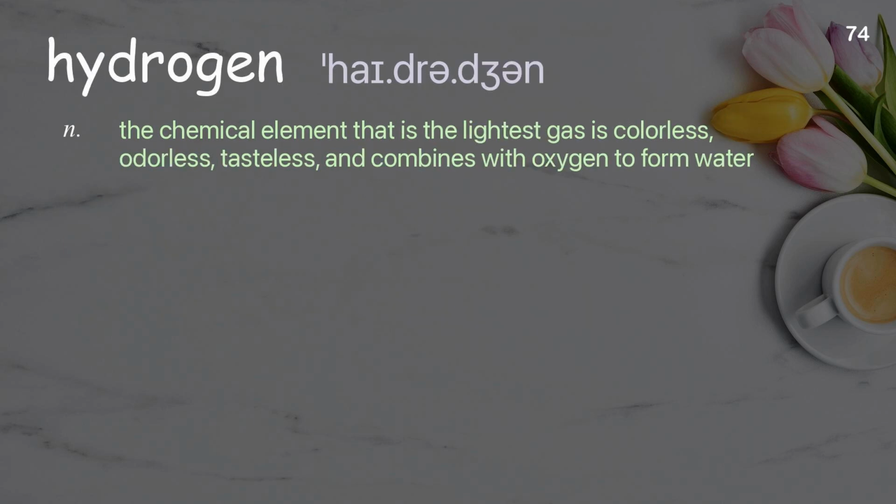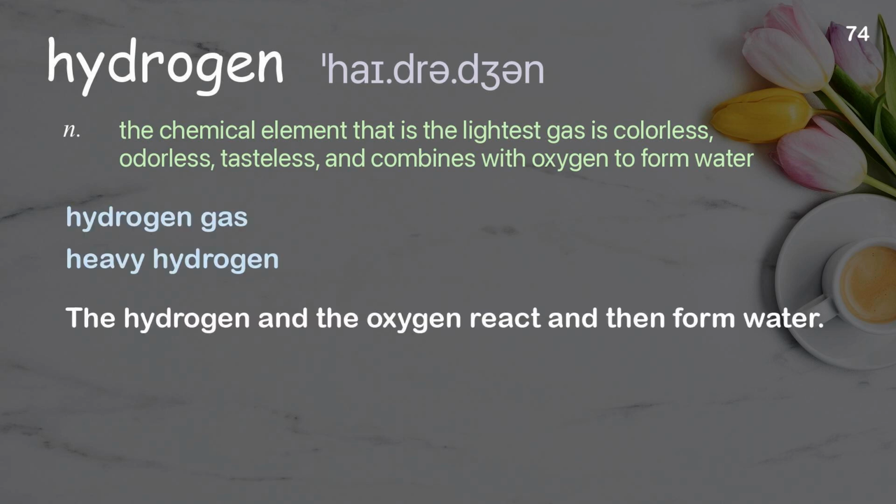Hydrogen: the chemical element that is the lightest gas, is colorless, odorless, tasteless, and combines with oxygen to form water. Examples: hydrogen gas. Heavy hydrogen. The hydrogen and the oxygen react and then form water.